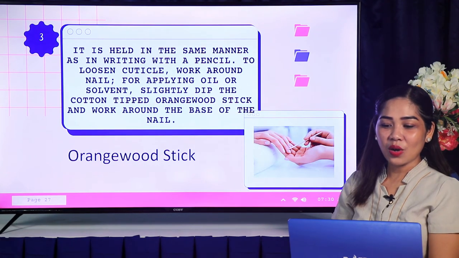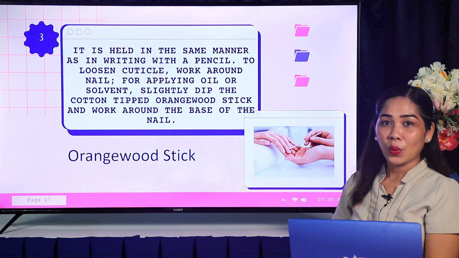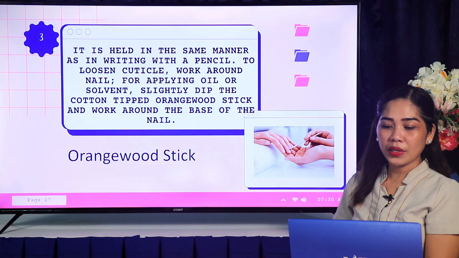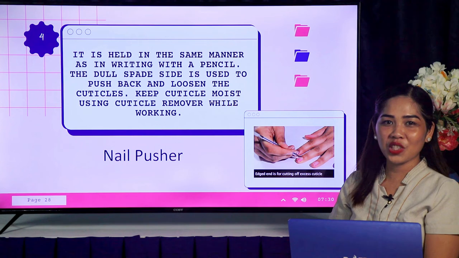The next is orange wood stick. It is held in the same manner as in writing with a pencil. To loosen cuticle, work around nail. When applying oil or solvent, slightly dip the cotton tip orange wood stick and work around the base of the nail.